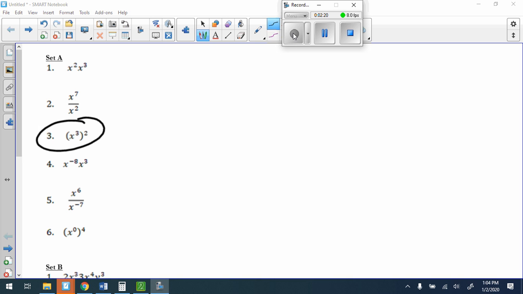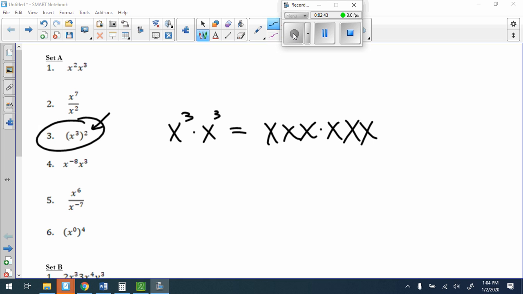Okay, so for number 3 here, I'm going to start by expanding out this outer exponent 2. That tells us that we're multiplying x cubed by itself one extra time. So we have 2 of these x cubes. Now we can expand both of those out to be 3 x's. And again, this dot I put isn't necessary. I put it there just to visually distinguish the 2 x cubes. Now that it's expanded and it's all multiplication, that whole multiplication can now condense to x to the 6th.